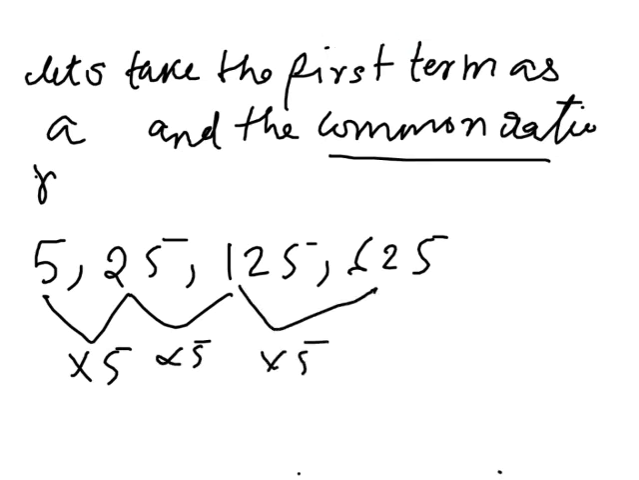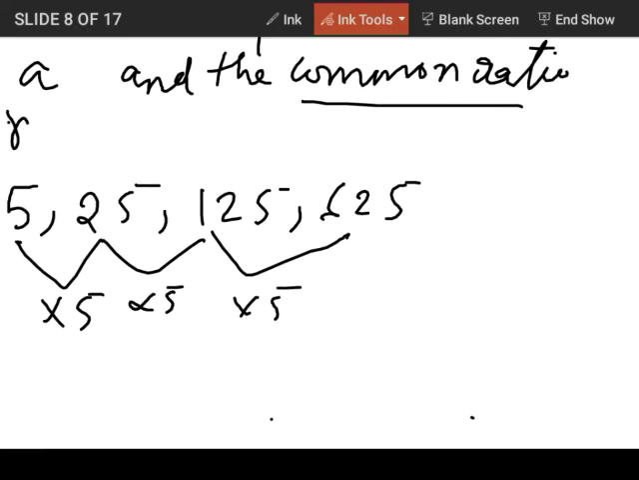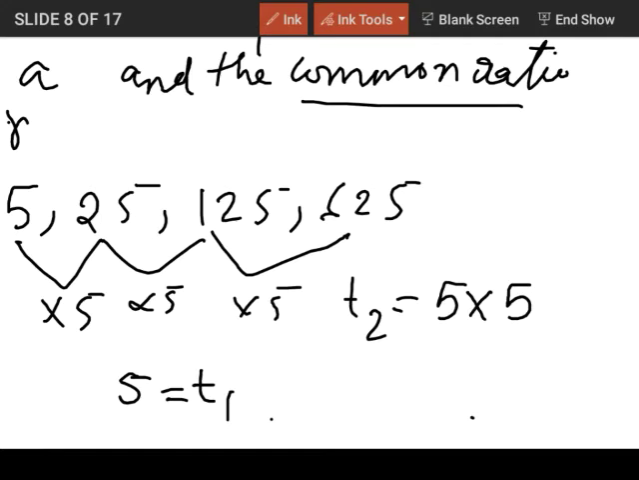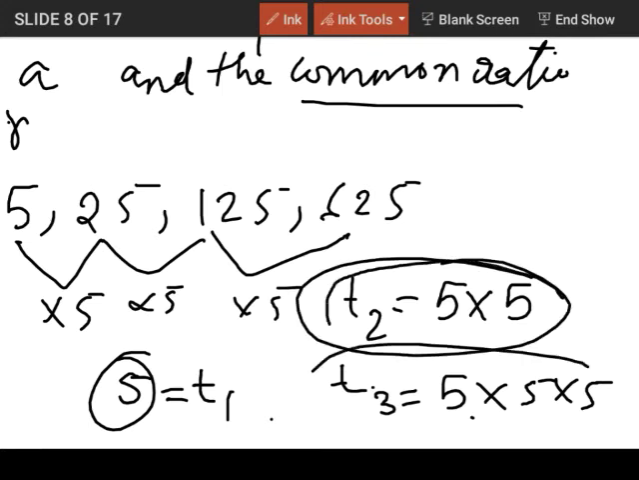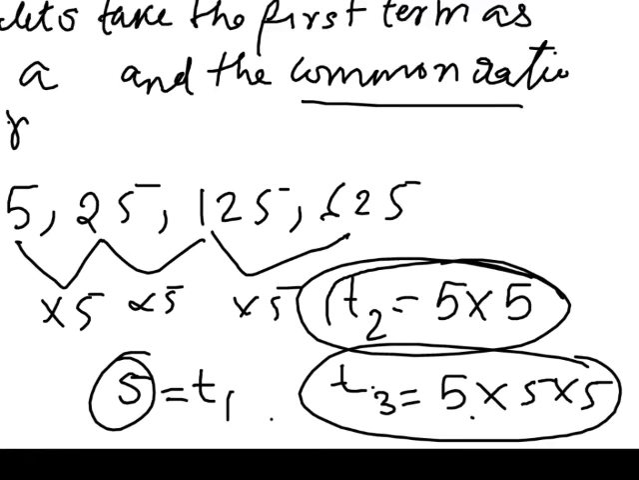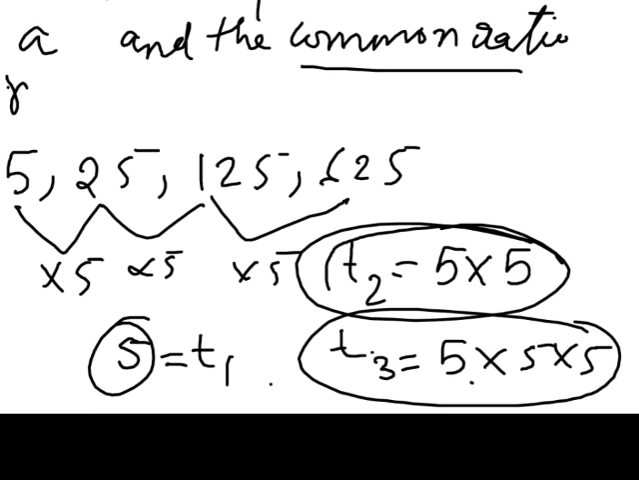Now see, a very beautiful thing. 5, can I say it as t1, right? Obviously. Now what will be t2, which is 5 multiplied by 5. Now what will be t3? Nothing but 5 multiplied by 5 multiplied by 5. Do you see, in the first term we multiplied by 5, we got the second term. In the second term we multiplied by 5, we got the third term. So we are just multiplying by the common ratio. Now we have seen this with an example.